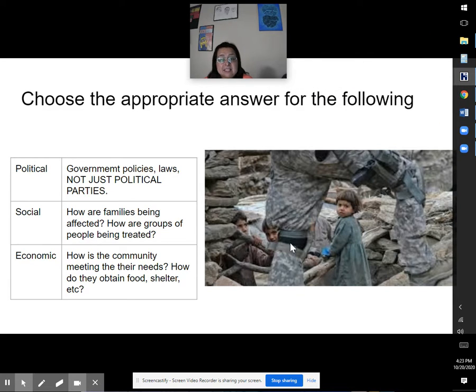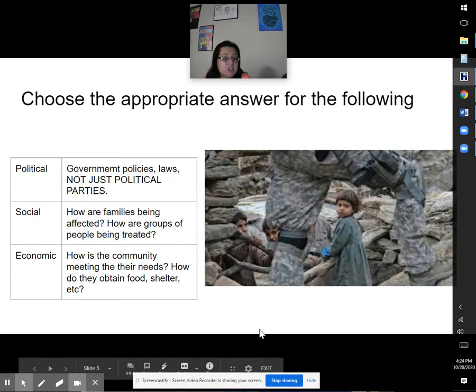In this one, this is a soldier, and you can see that he has a gun. We are assuming that maybe there's some type of conflict in this area. Is this going to be something that is happening between governments? Is this going to be something that is going to happen between families and how they are treated? If you come from a certain family, are you going to be discriminated against? Or is this focusing on how you are meeting your needs?